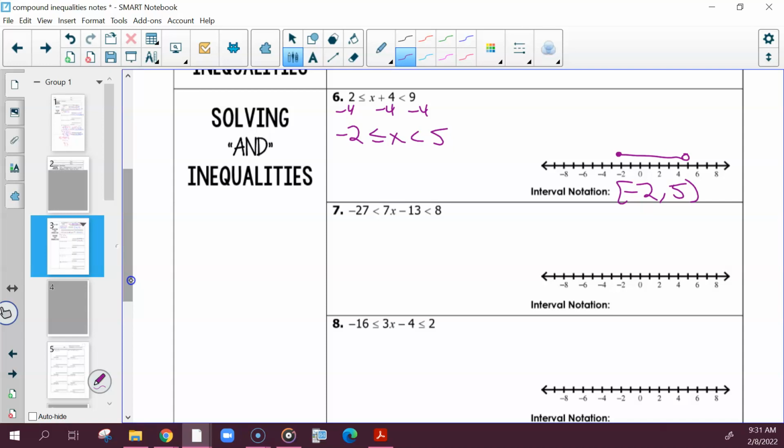So if you did want to go back and start off with the arrows, you would have to read it separately. X is greater than or equal to negative 2. I kind of have to read that part backwards. And then read the second part as is. X is less than 5. And you would still see where they overlap. If you wanted to do that, that part is not necessary.